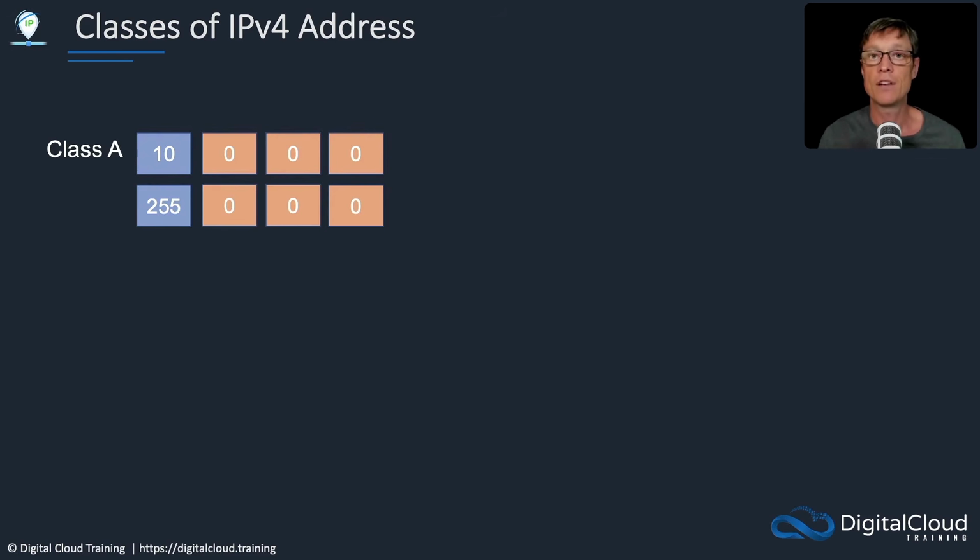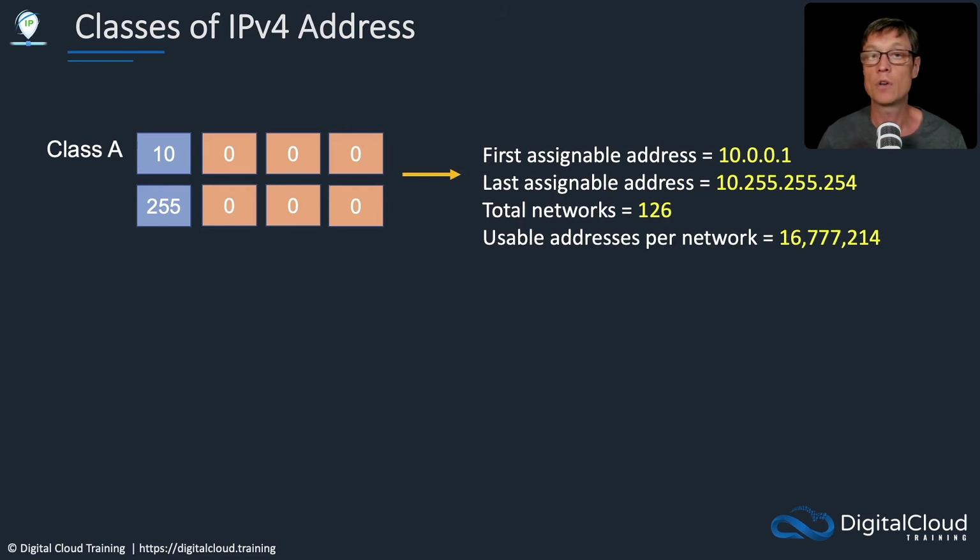And that means the first assignable address is going to be a 1. You can't ever assign 0 as an address for a computer on the network. And the last assignable address is going to be 254, because you can't use 255, which is what's known as the broadcast address. Now in AWS, there's also a few other addresses that are reserved. With a Class A subnet mask, you can have up to 126 networks. And each of those networks can have a huge number of hosts, 16,777,214. And that's because we have all of these bits here to play with for the host ID.